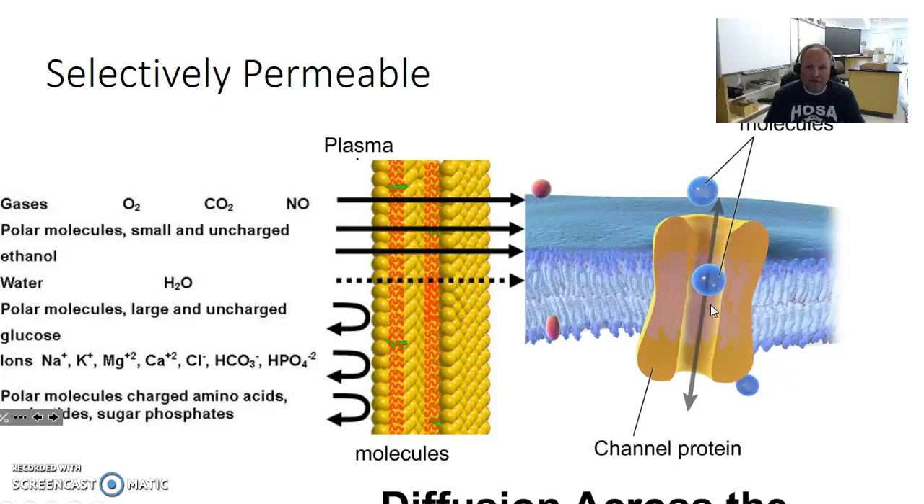So if I say the word freely permeable, that means everything comes through. Our cell membranes are not freely permeable. If I say the word non-permeable, that means nothing gets through. So we're in the middle. Our cells are selectively or semi-permeable. They allow some things to go through. But thank goodness we have those protein channels to help.